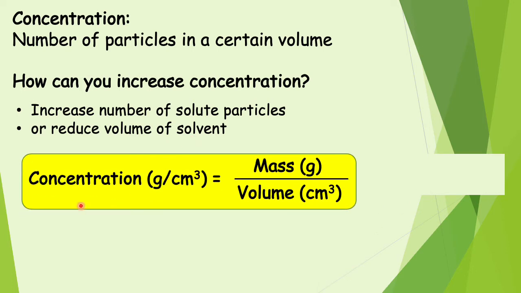So in terms of a mathematical expression for concentration, concentration is measured in a variety of ways, but what I want you to get your head around is the mass in grams in a certain volume, and that volume is centimetres cubed. So we take the mass in grams of a substance and we divide it by the volume in centimetres cubed. Please make sure that you've got this down in your notes, and in just a moment we'll go through an example calculation. So please pause the video.